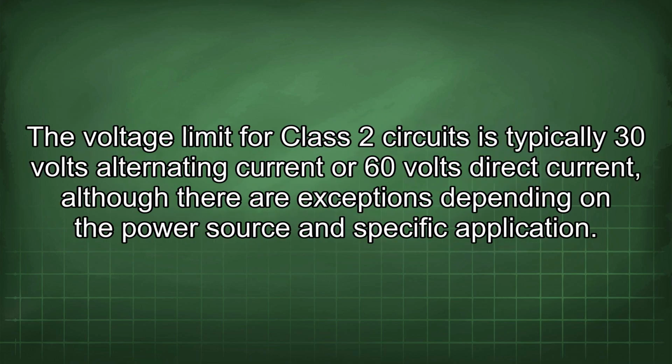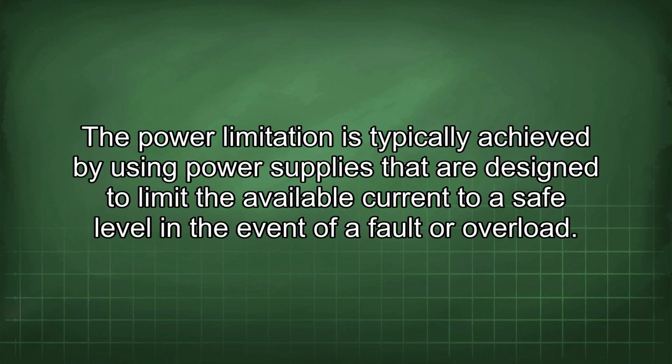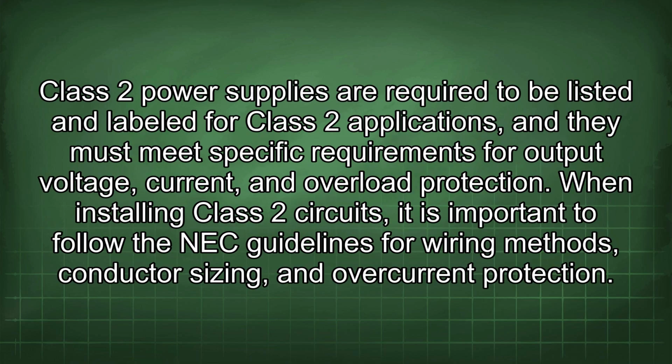The voltage limit for Class 2 circuits is typically 30 volts alternating current or 60 volts direct current, although there are exceptions depending on the power source and specific application. The power limitation is typically achieved by using power supplies that are designed to limit the available current to a safe level in the event of a fault or overload. Class 2 power supplies are required to be listed and labeled for Class 2 applications, and they must meet specific requirements for output voltage, current, and overload protection.